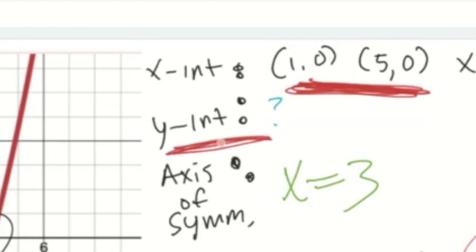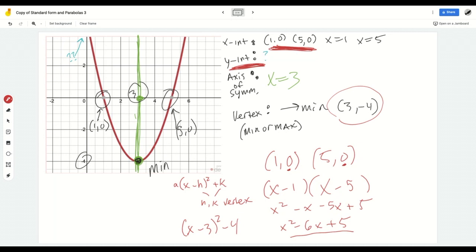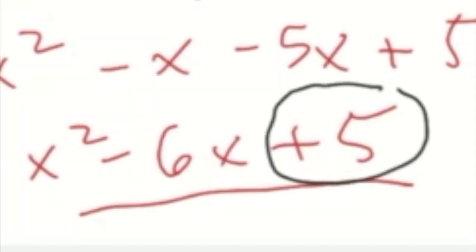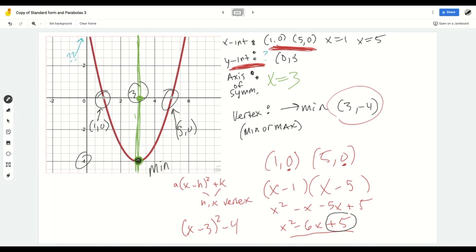But remember, we're looking for the x-intercept or the y-intercept here. It's always going to be this number that's by itself. So here, the y-intercept is 5.